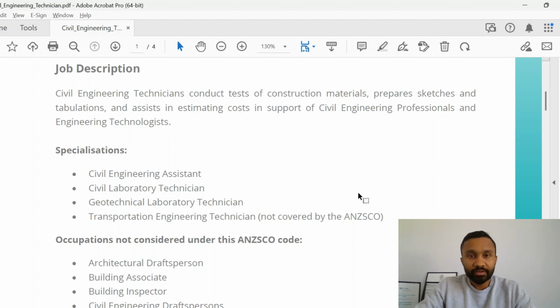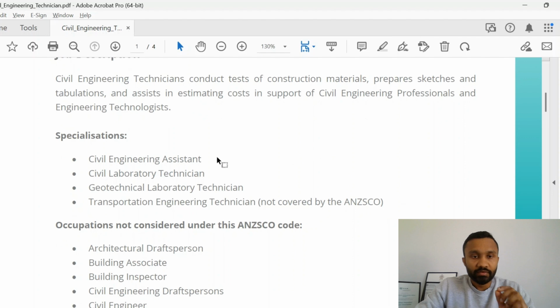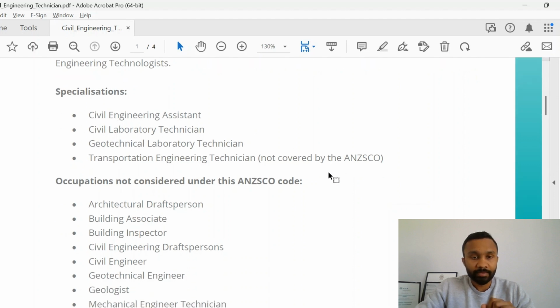So, civil engineering technicians conduct tests of construction materials, prepare sketches and tabulations, and assist in estimating costs in support of civil engineering professionals and engineering technologists. The specializations of this occupation include civil engineering assistant, civil laboratory technician, geotechnical laboratory technician, transport engineering technician, and this is not covered in ANZSCO. So, I would be looking at these three specializations specially.